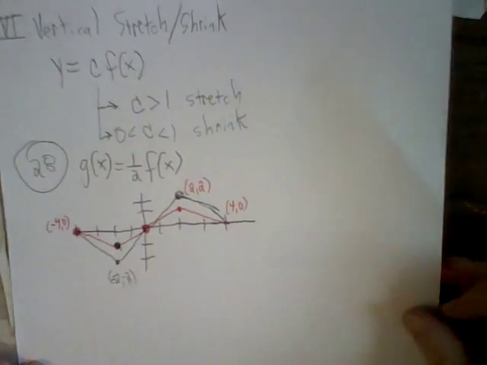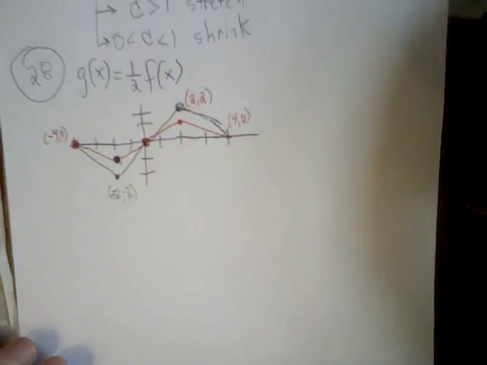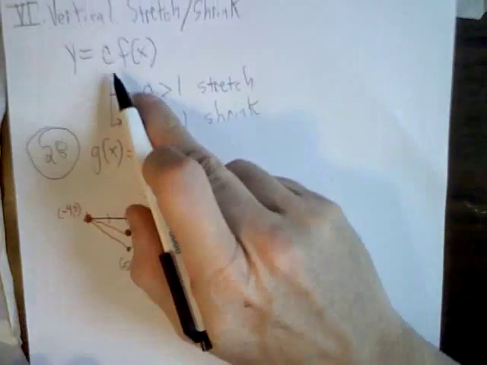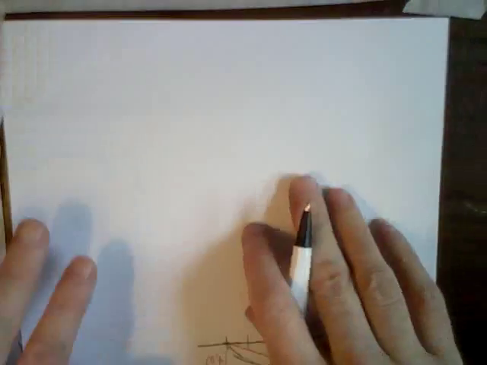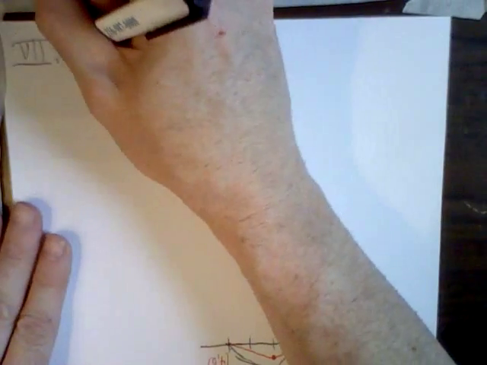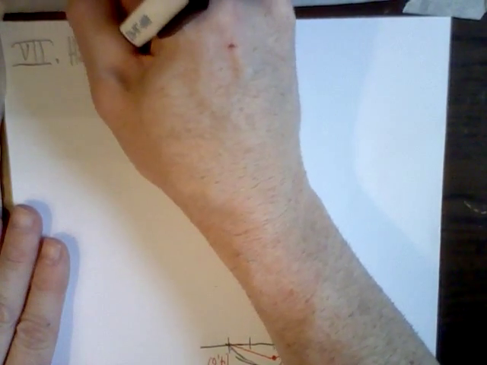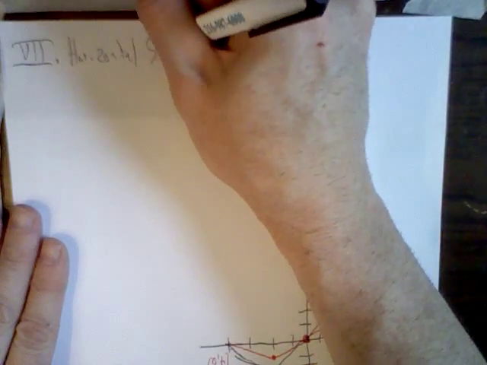Okay, so that's the vertical version. We also have the horizontal version, and in that case you'll see the constant is on the inside of the function. So this is section 7. The horizontal stretch shrink.